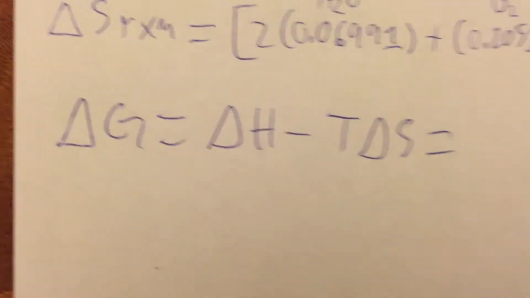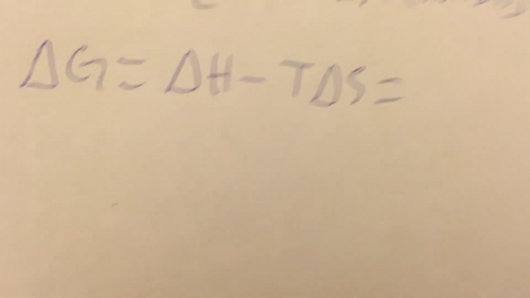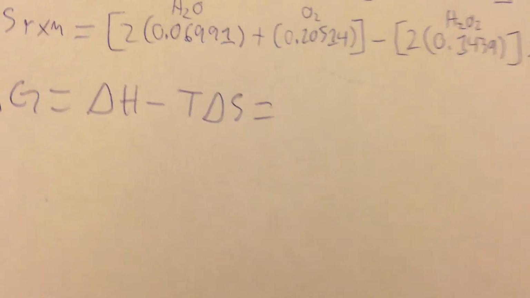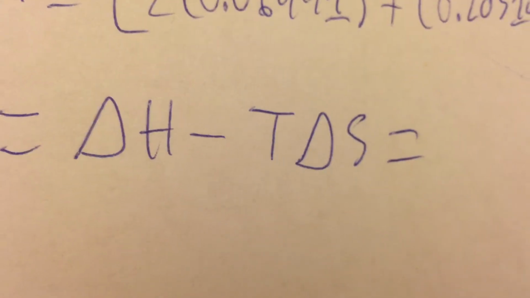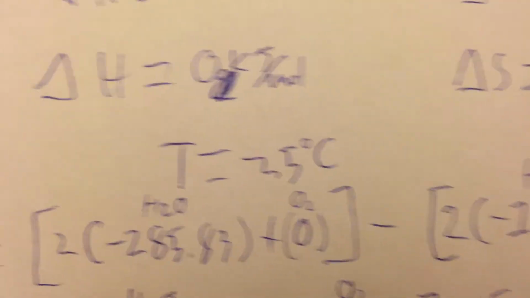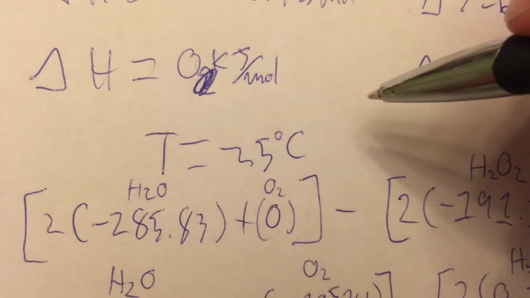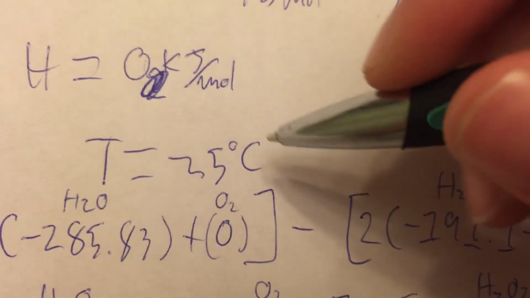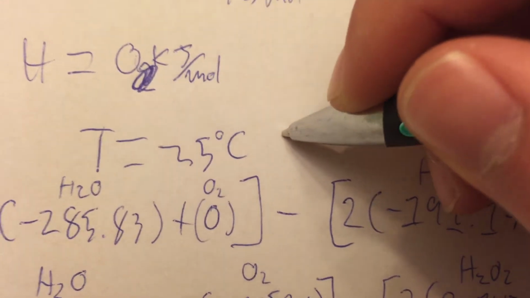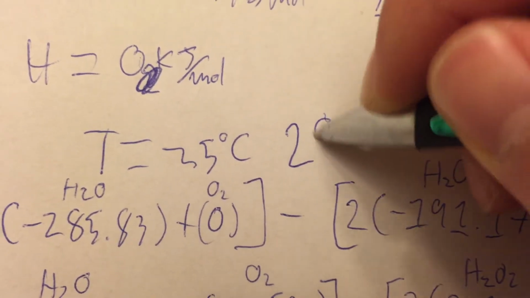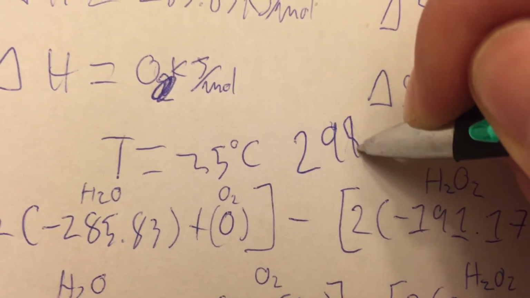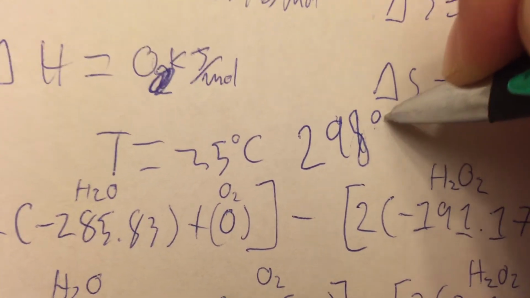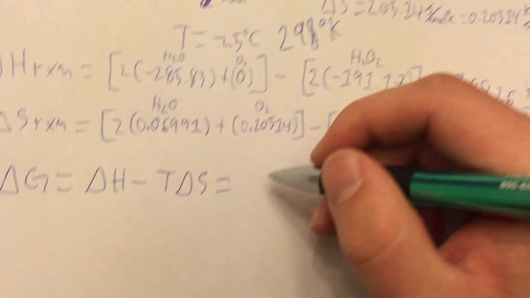Now we're back to the original equation for Gibbs free energy. So let's put together the values. Now temperature factors in here, so we'll have to go back to the temperature. This is happening at 25 degrees Celsius, but the temperature for this equation is actually in Kelvin. So 25 degrees Celsius would be about 298 degrees Kelvin.